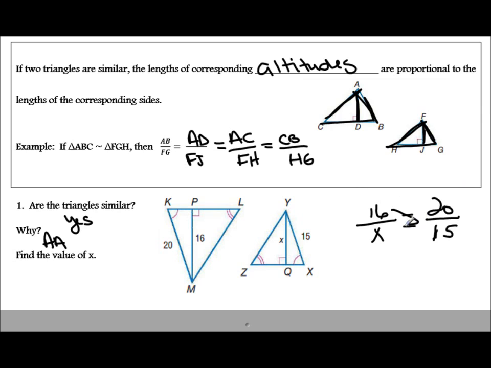So we can cross multiply to find x. 16 times 15 is 240, and that equals the cross multiplication of 20 times x, or 20x. And we'll divide both sides by 20. So we get x equals 240 divided by 20, which is 12.